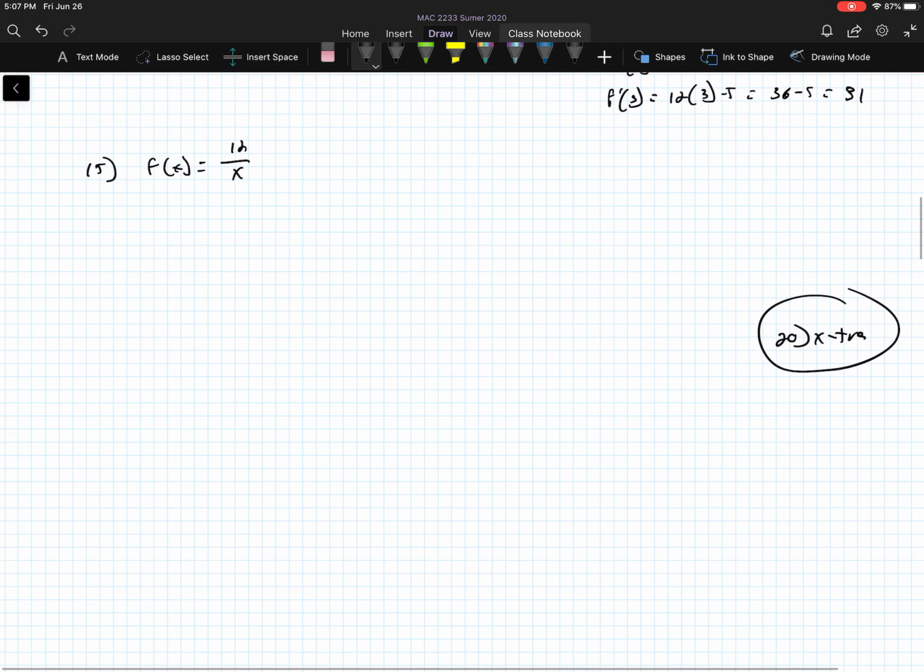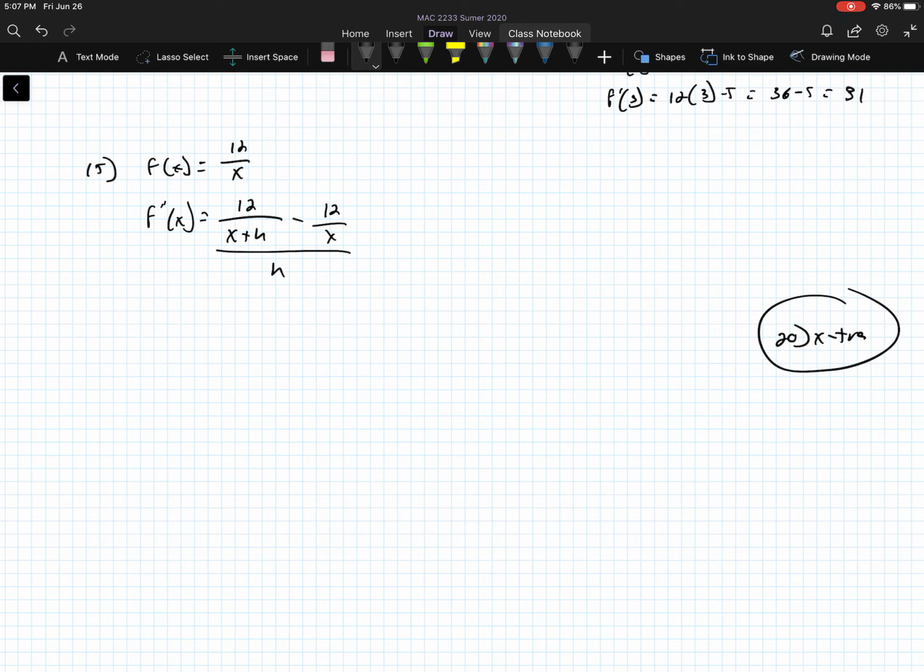Okay, going over to number 15. I'm going to do number 20 for you guys for extra credit for that one. So then f prime of x is going to be equal to 12 over x plus h, right, minus 12 over x, all over h. Let me fix this one over here. So f prime of x is equal to the limit as h goes to 0.